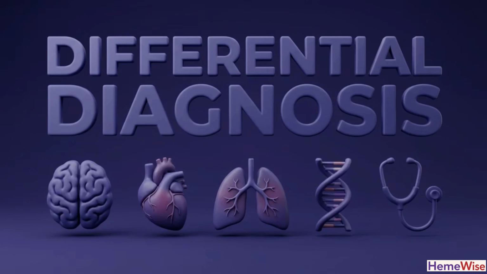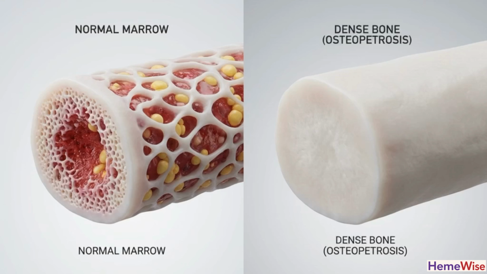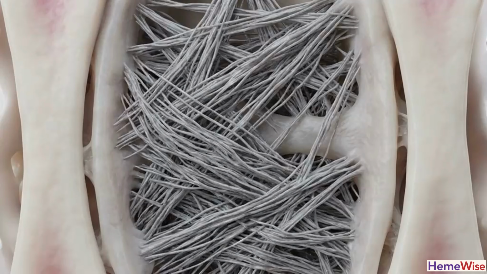We evaluate a dry tap using the master differential FHMMO: fibrosis, hairy cell leukemia, metastatic carcinoma, megakaryoblastic leukemia, and osteosclerosis. These conditions alter the physical state of the tissue. They pack the marrow cavity so densely or harden the stroma so thoroughly that liquid cannot move through the needle.